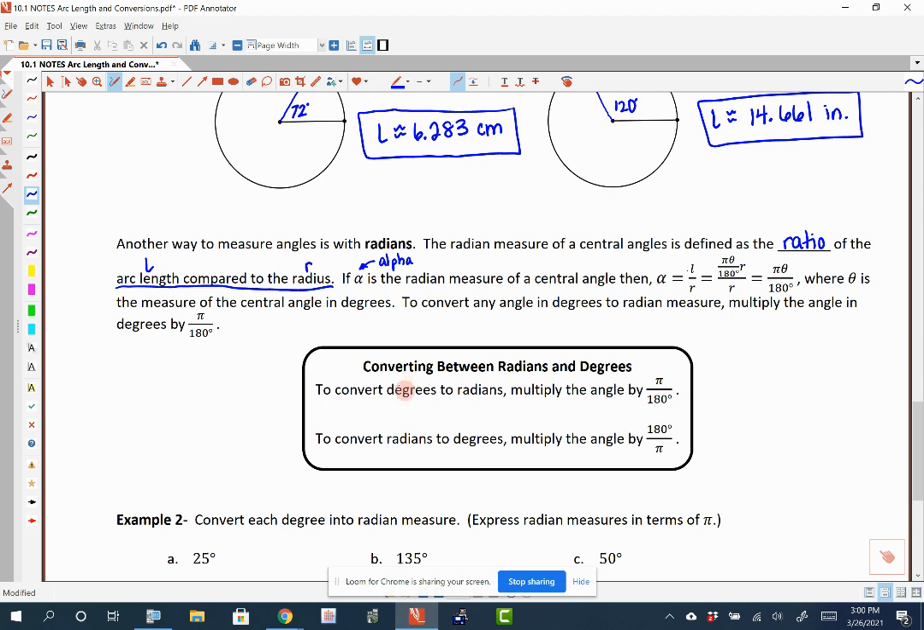So below we've got a nice layout. If I want to take any degrees and convert them to radians, I multiply by pi over 180. If I want to go backwards, we do the reciprocal of that. So if I start with a radian and want to change it back to degrees, I multiply by 180 over pi. So we're going to get some practice converting right now.